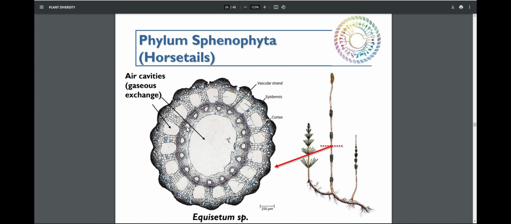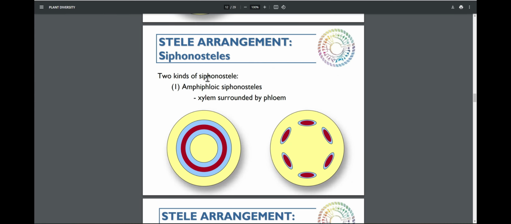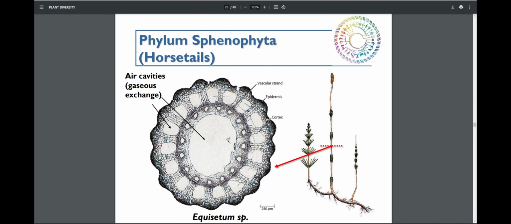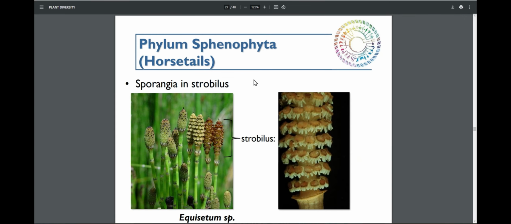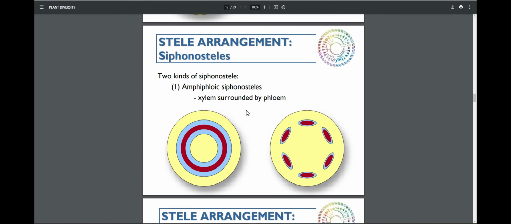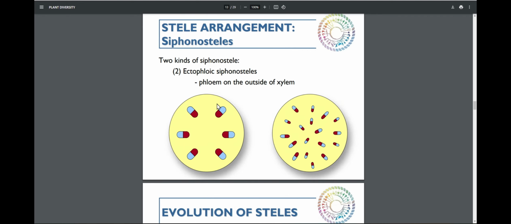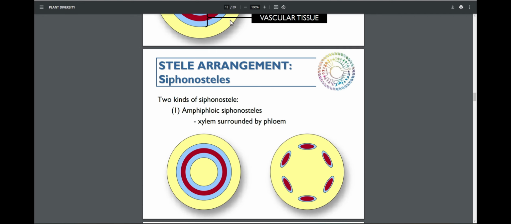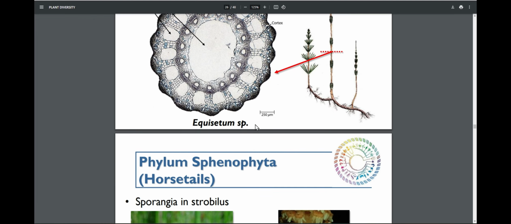And the vascular strand, this part, is actually the siphonostele. The xylem is surrounded by the phloem, I think. While actually no, siphonostele just means that the xylem and phloem surround the core. I'm not 100% sure. Is it mentioned somewhere? I don't think so. Okay, never mind. It's not mentioned, but just remember it is siphonostele. But I don't know if it is amphiphloic or ectophloic siphonostele. To me, it looks more like this for horsetails. Look it up yourself. I'm not going to look for it in this video for you.